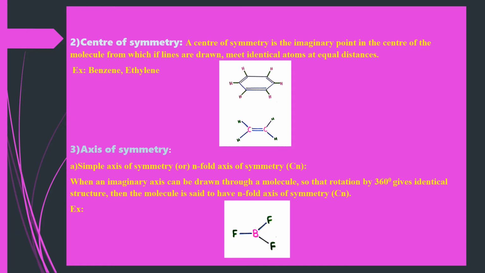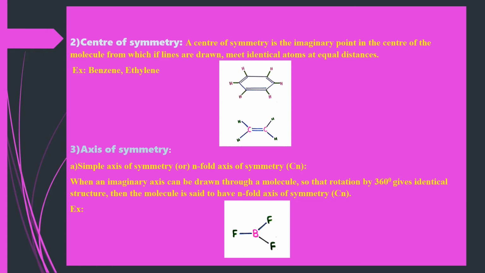No change in the distance. At equal distances, all these lines meet identical atoms. These lines are coming from where? From the center of the molecule. If this is happening, then we say that that molecule possesses center of symmetry. The examples taken here are benzene and ethylene. These molecules, we say, have center of symmetry.